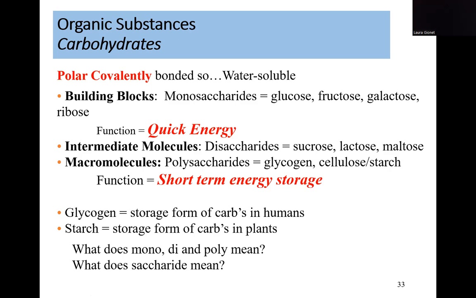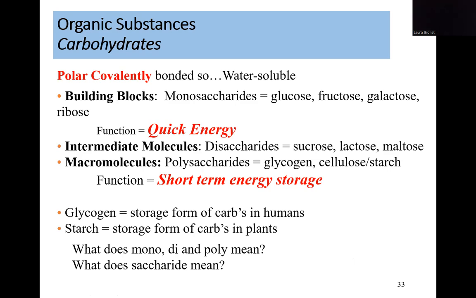So those mitochondria in cells, they love glucose. That is the preferred molecule. Right? But we can burn other sugars and other amino acids and fats even for energy. All right, so the building block, monosaccharide: glucose, fructose, galactose, even ribose, and its function is quick energy. The intermediate molecules, two sugars together, those are disaccharides: sucrose, lactose, maltose. And the macromolecule, or large molecule, is a polysaccharide, many sugars.